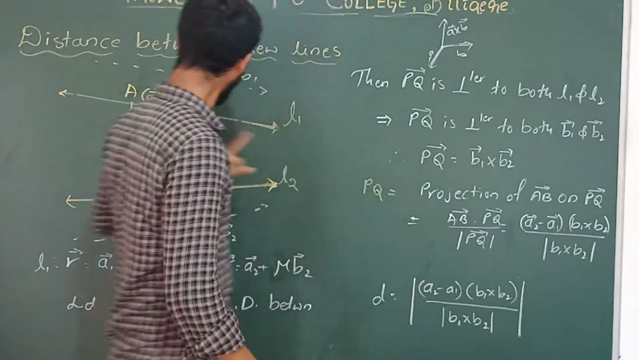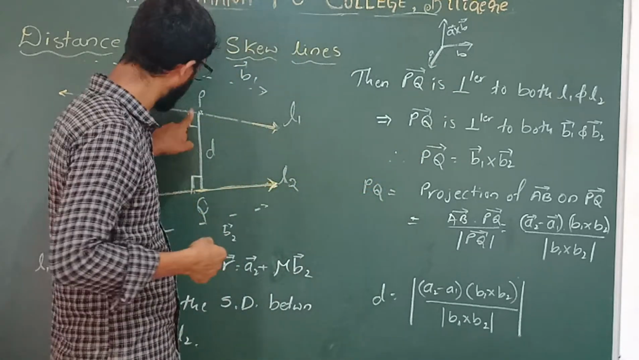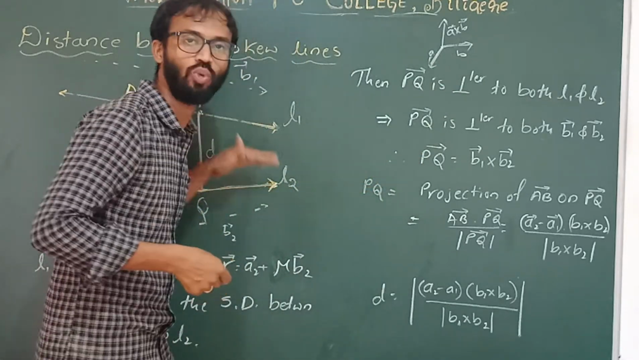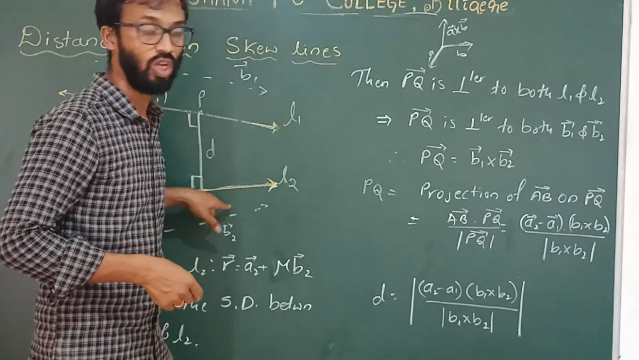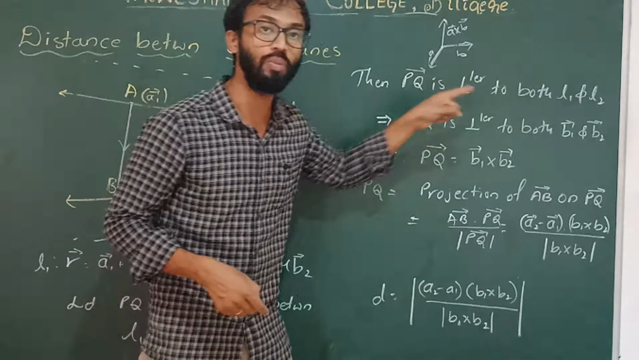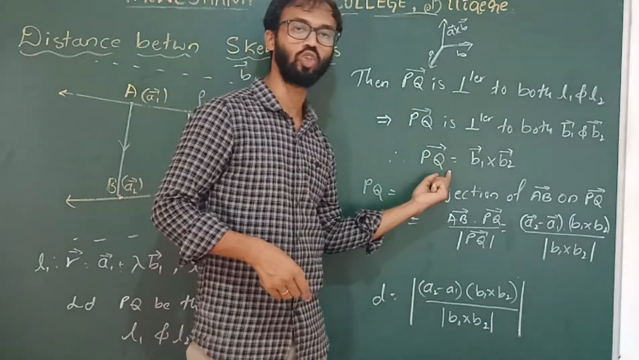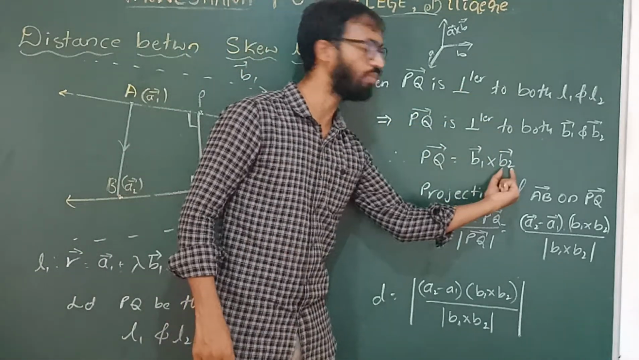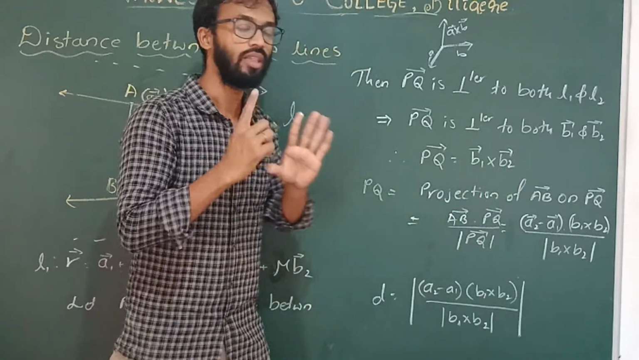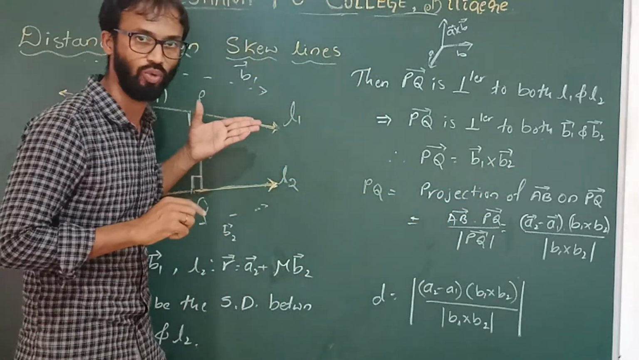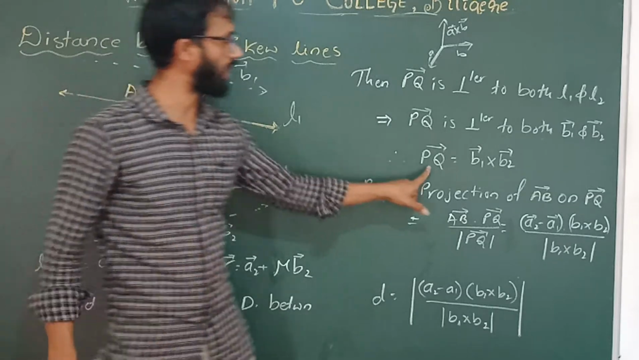The same way, I have taken PQ perpendicular to L1 as well as L2, I mean PQ is perpendicular to B1 as well as B2. So then definitely vector PQ should be along the cross product of B1 and B2. When you do the cross product of B1 and B2, you get a new vector that is perpendicular to both vectors B1 and B2. That means we get PQ.